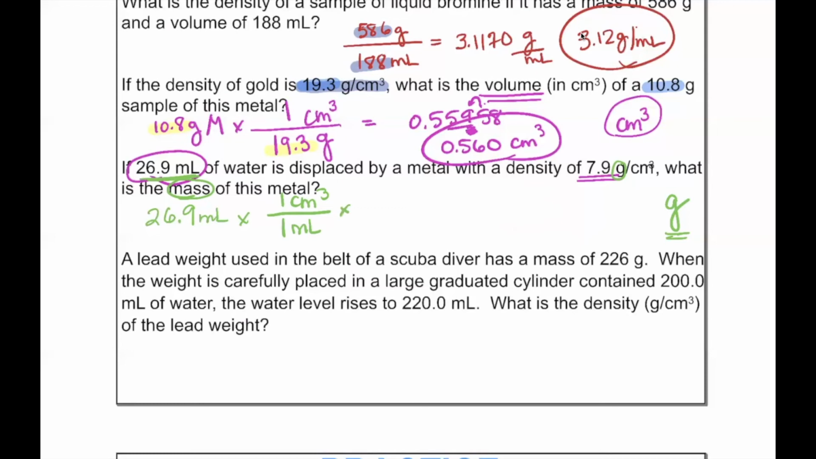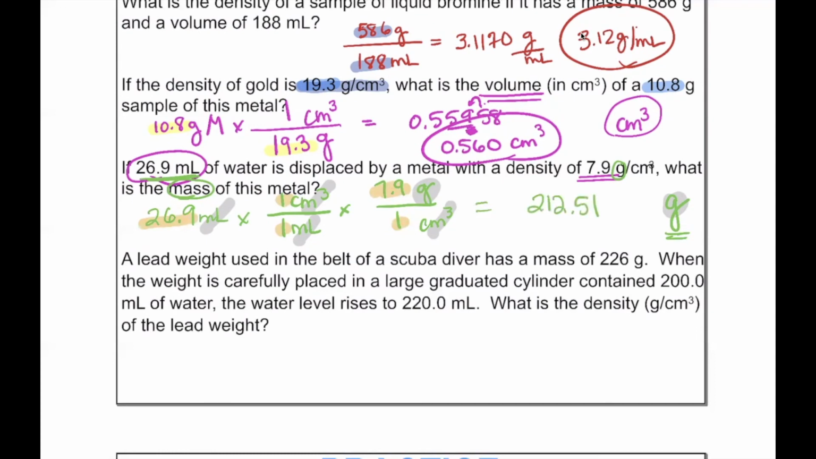I'm going to go ahead and use the density conversion factor, which includes a unit of grams and of cubic centimeters. I'm going to put the cubic centimeters on the bottom this time, and I'm going to put grams in the top. And so that's 7.9 grams for every 1 cubic centimeter. And so now I can cancel my milliliters, cancel my cubic centimeters, and I have grams, which is what I want. And so we are in good shape. Now I just have to do the math.